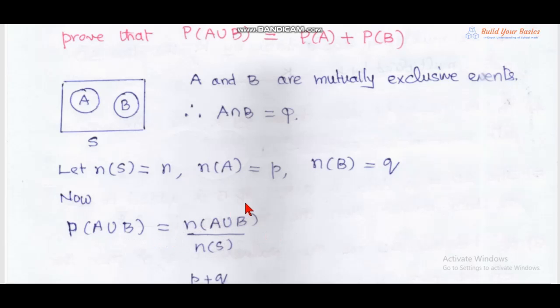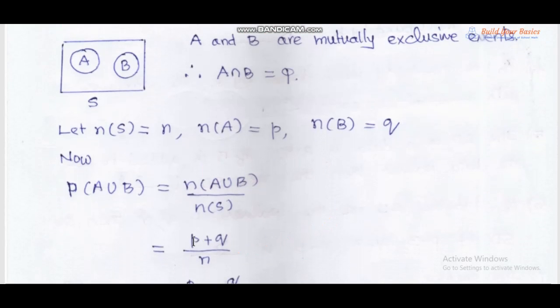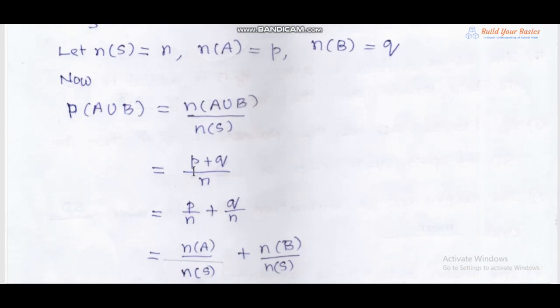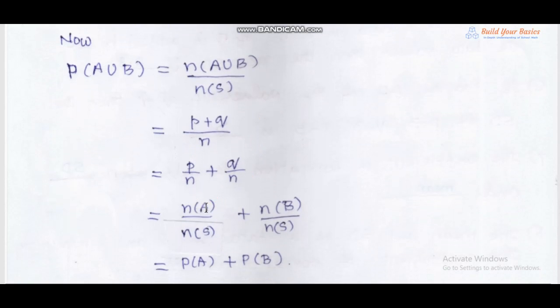Since A and B are disjoint sets, the number of elements in A union B equal to number of elements in A plus number of elements in B, that is P plus Q. So P plus Q divided by n. Divide term by term, that is P by n plus Q by n. That is number of elements in A divided by number of elements in S plus number of elements in B divided by number of elements in S. That is probability of A plus probability of B.